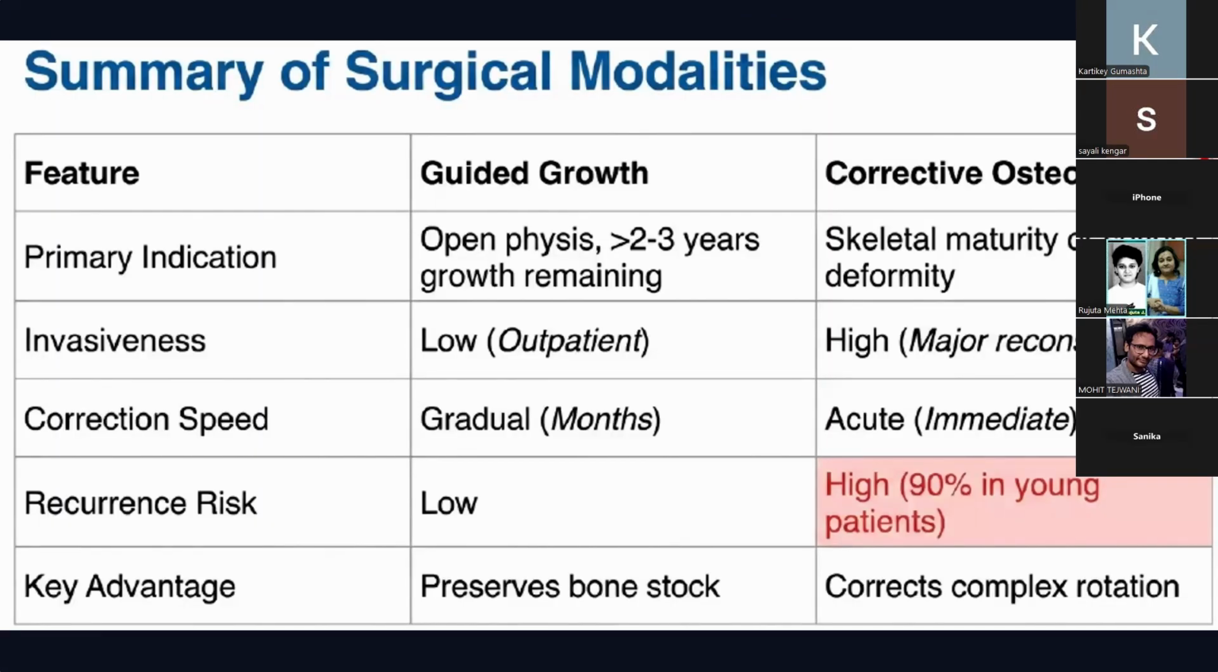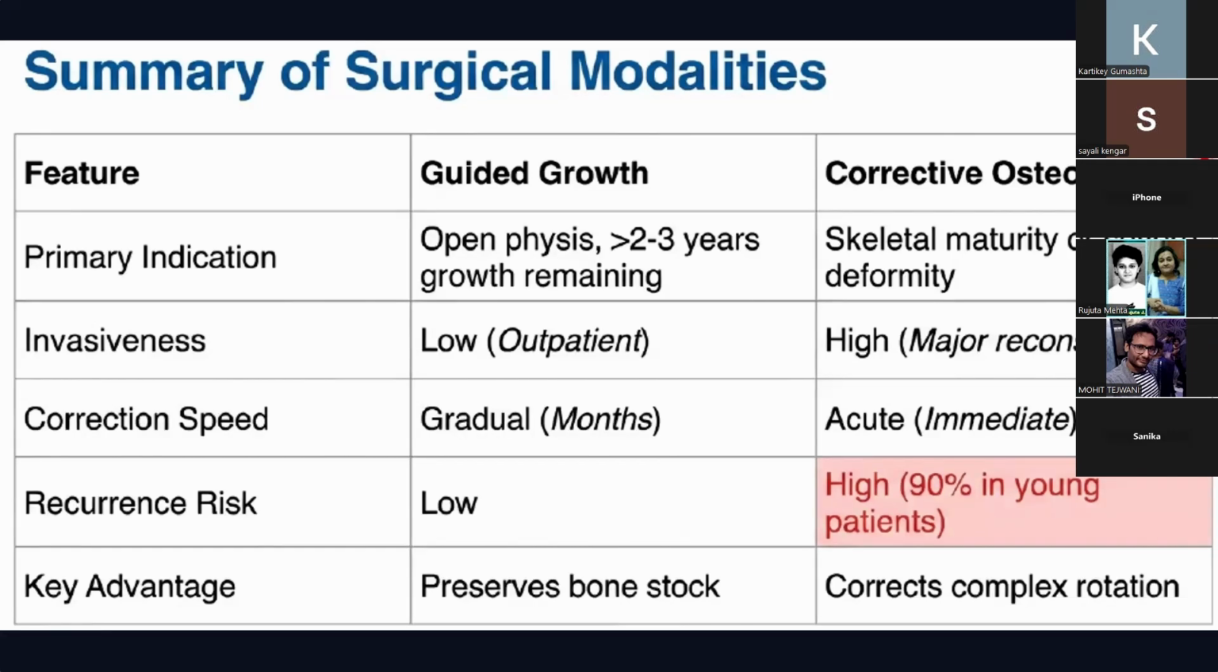Summarizing the surgical intervention, the primary indication for the two types: guided growth should be done when the physis is open and there are at least 2 years or more of remaining growth. Corrective osteotomy should be performed in patients with skeletal maturity or severe deformity. Guided growth has low invasiveness, whereas corrective osteotomy is a major intervention. Correction speed in guided growth is gradual; it takes months to correct the deformity. But corrective osteotomy is an acute correction.